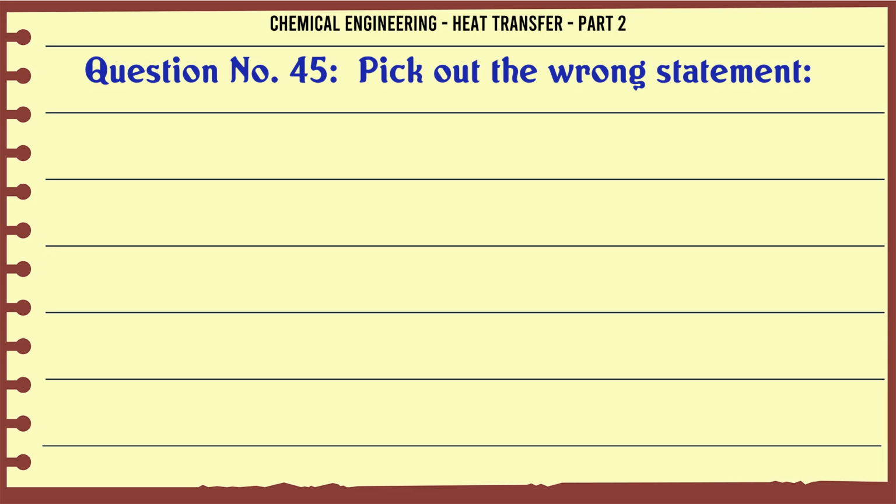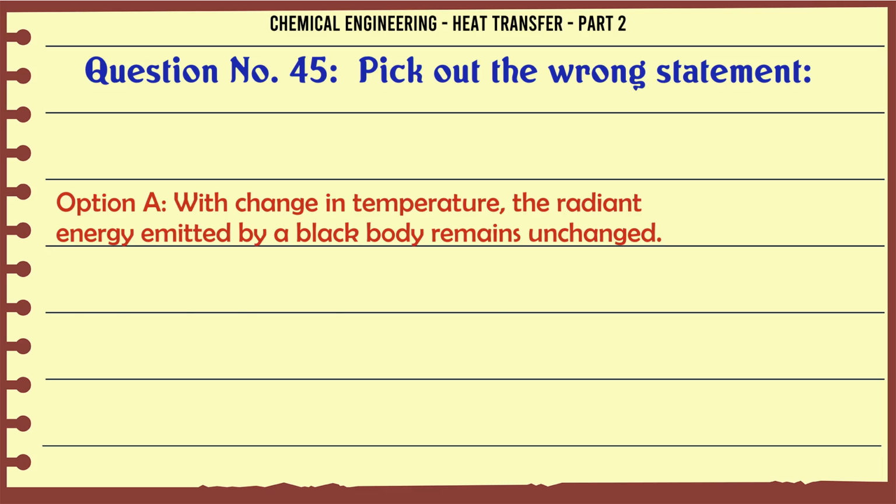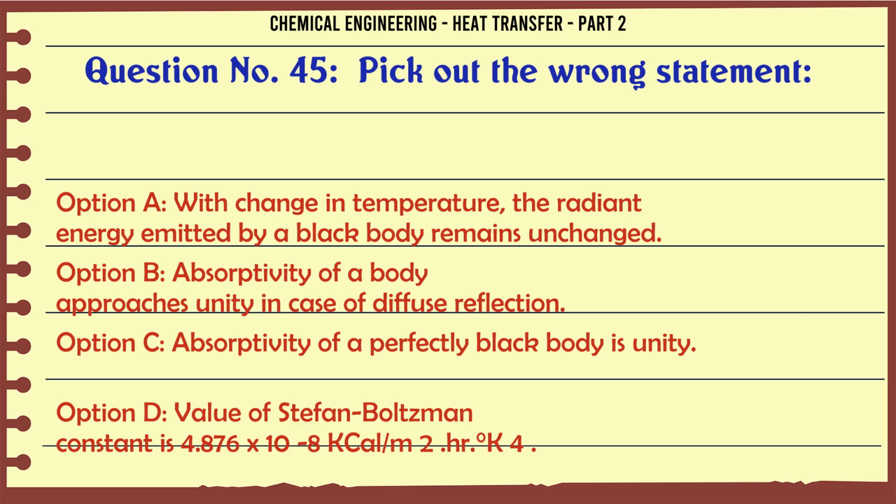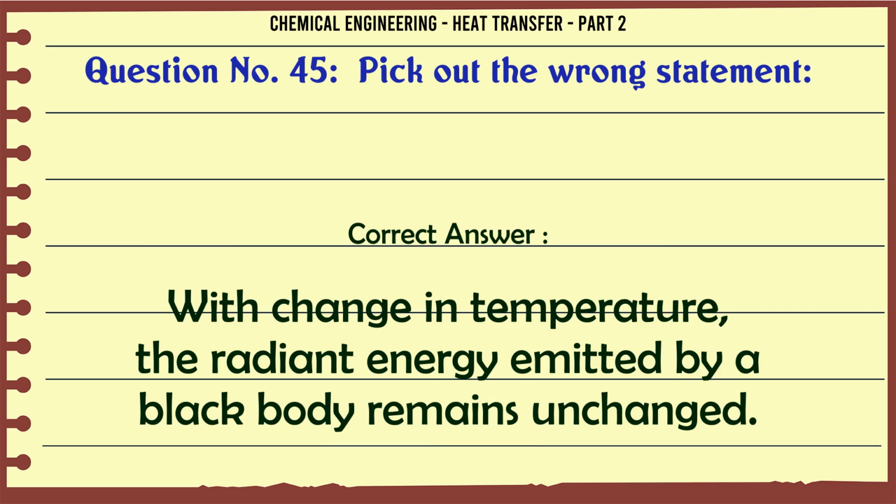Pick out the wrong statement. A. With change in temperature the radiant energy emitted by a black body remains unchanged. B. Absorptivity of a body approaches unity in case of diffuse reflection. C. Absorptivity of a perfectly black body is unity. D. Value of Stefan-Boltzmann constant is 4.876 x 10^-8 kcal/m2.hr.K4. The correct answer is: with change in temperature the radiant energy emitted by a black body remains unchanged.